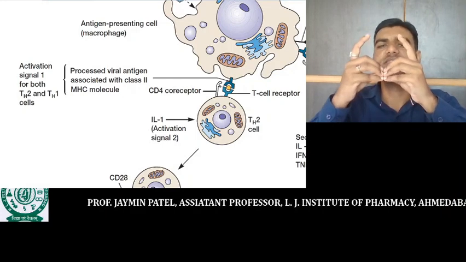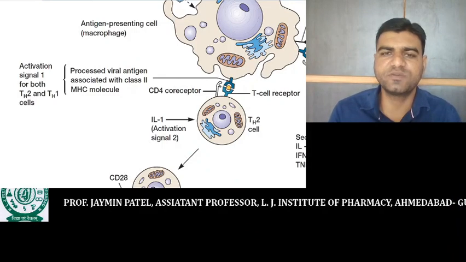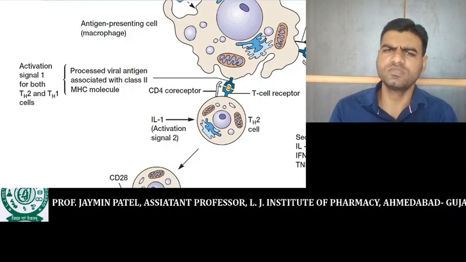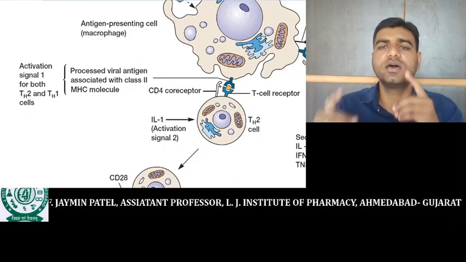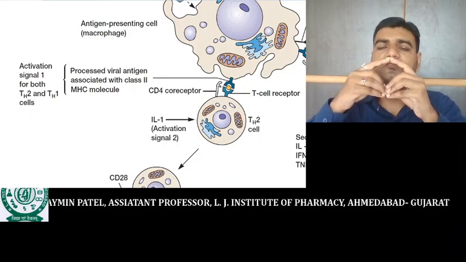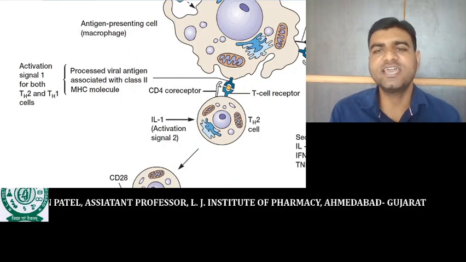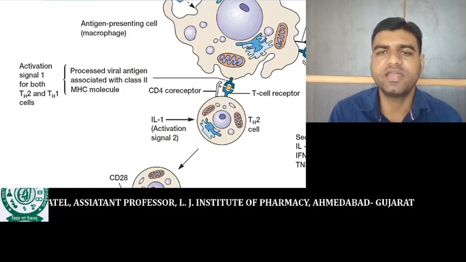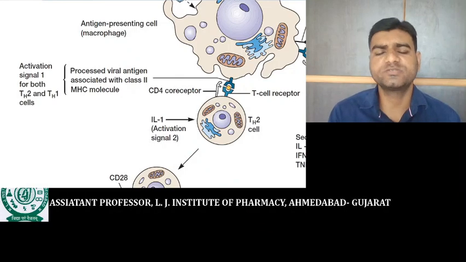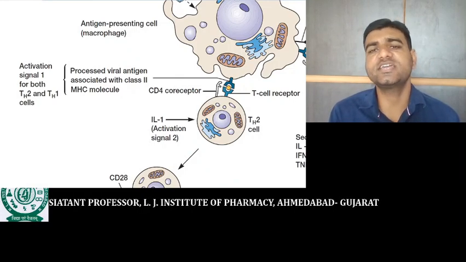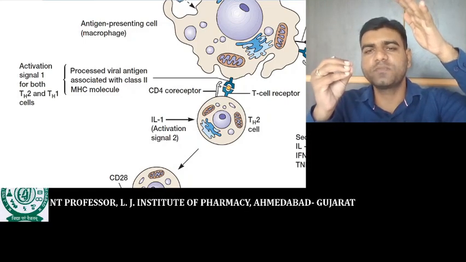The second one is the connection between the CD28 receptor and the B7 receptor. The CD28 receptor is present on the surface of this helper T cell, and the B7 receptor is present on the surface of the APC cell. These two receptors connect to each other and provide the second signal for the activation of the Th2 cell. Once the Th2 cell is activated, it will secrete interleukin 2, a special type of cytokine. Later it will dissociate from the APC cell.